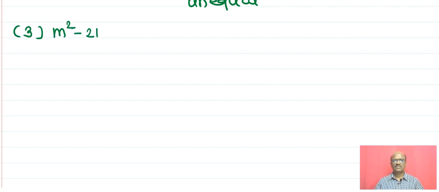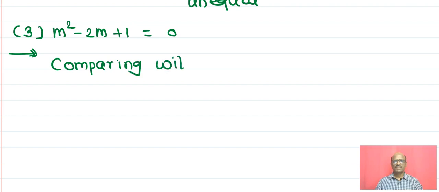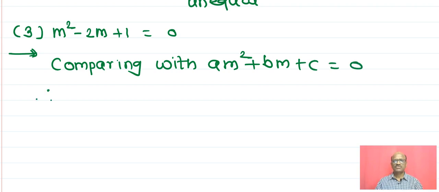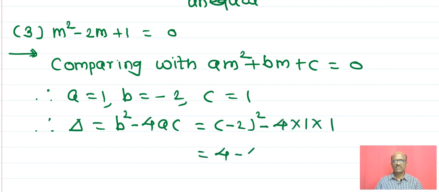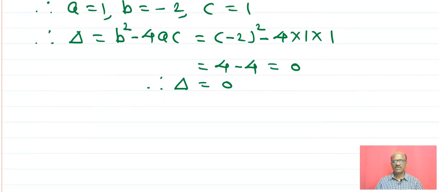Number 3. m square minus 2m plus 1 equals to 0. Comparing with am square plus bm plus c equals to 0. Therefore, a is equals to 1, b is equals to minus 2, c is equals to 1. Therefore, delta is equals to b square minus 4ac. That is minus 2 square minus 4, a is 1, c is 1. That is 4 minus 4 equals to 0. Therefore, the roots are real and equal.